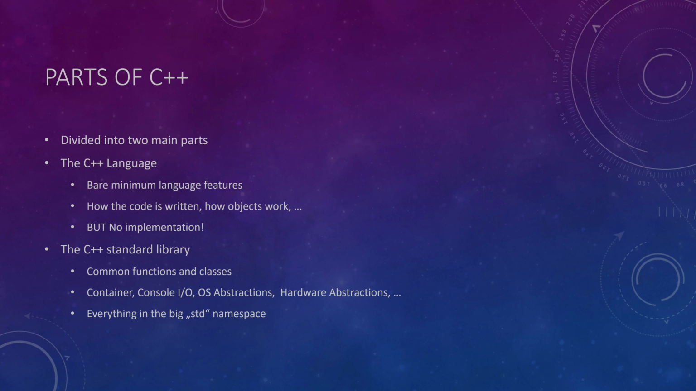We already had this in C, right? If you have included something with include whatever, you basically included the C standard library, and you use functions out of that C standard library to do certain tasks. And now, basically the same as in C, we also have the same thing in C++. So the C++ language is the bare minimum language features, how the code is written, how the objects work, but not how they are implemented. So it's just the syntax. The language is just the syntax.